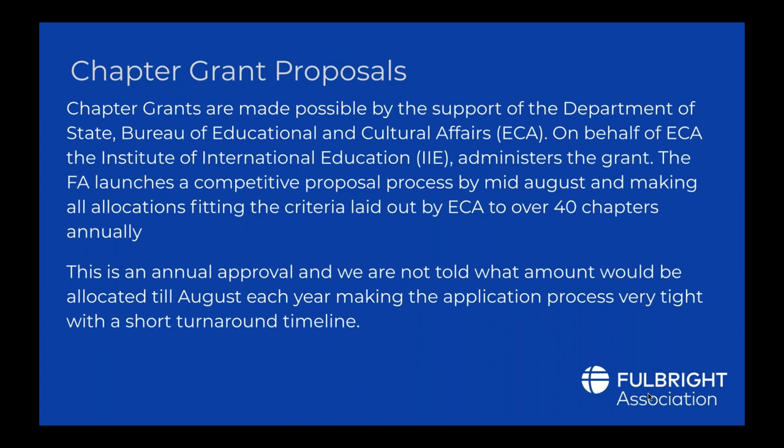The chapter grant is very tight in its timeline. We don't find out till August how much we're getting, and we cannot send out a call for proposals till about mid-August. Then the chapters have very little time, less than a month, to apply and put their whole annual activities together. And you can only imagine, if you're a new chapter board member just elected in the summer, you're going to be scrambling saying, oh my God, what do I do?